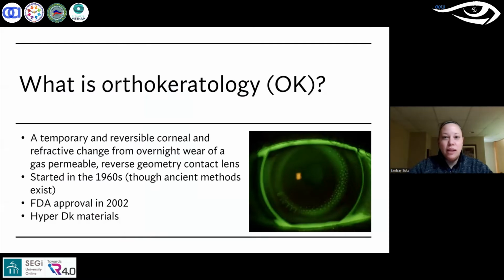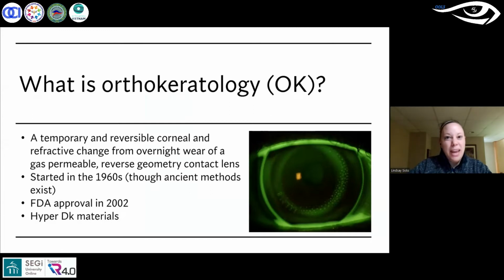So let's start with a little bit about what orthokeratology is. If you're familiar with this at all, we know that it's a temporary and reversible refractive change that we gain from the overnight wear of gas permeable contact lenses. These are reverse geometry lenses that are designed to change the shape of the cornea.